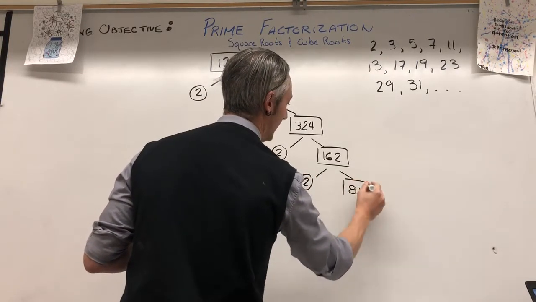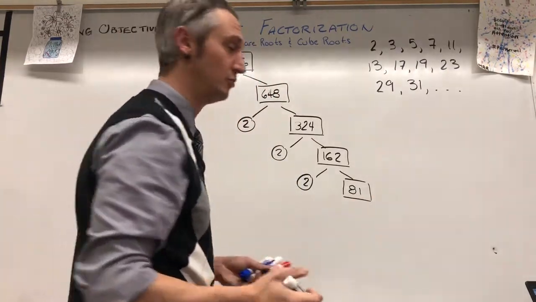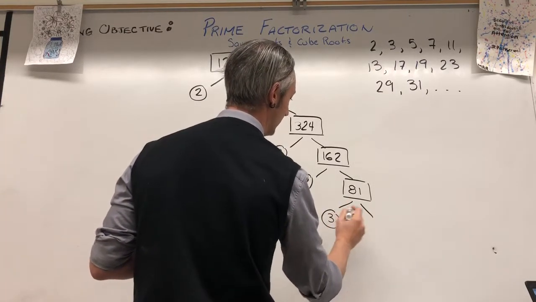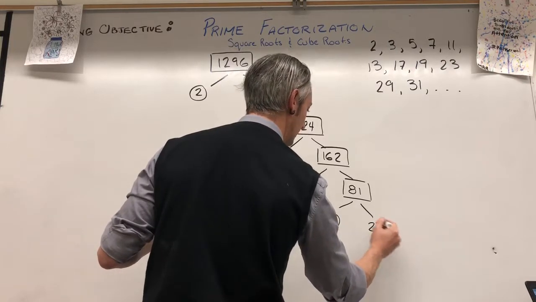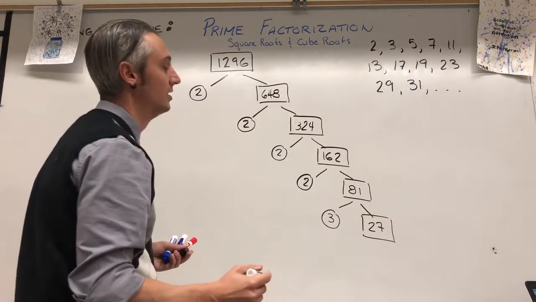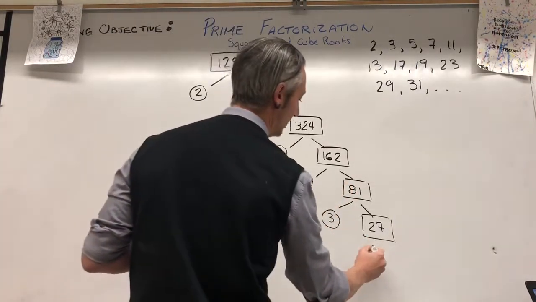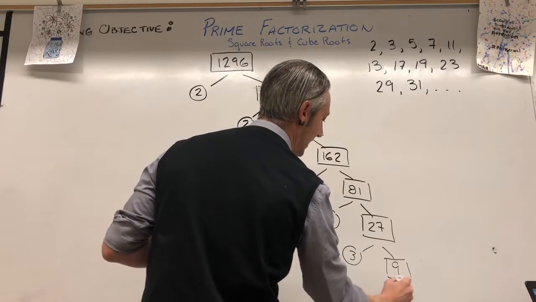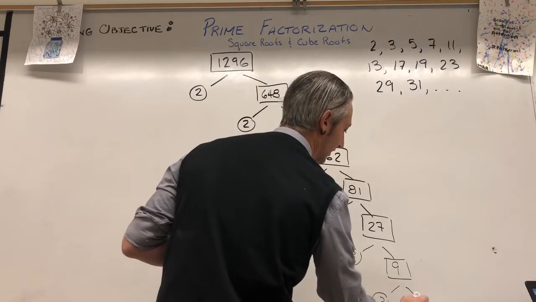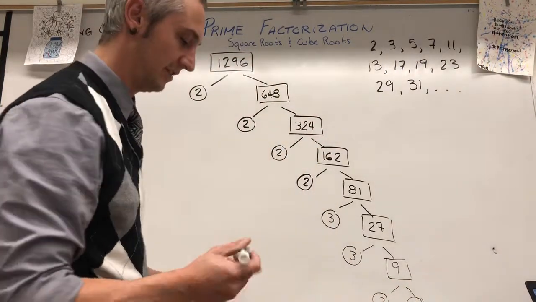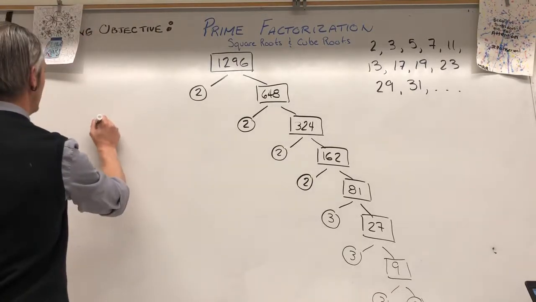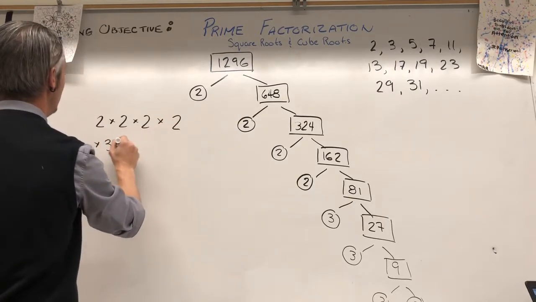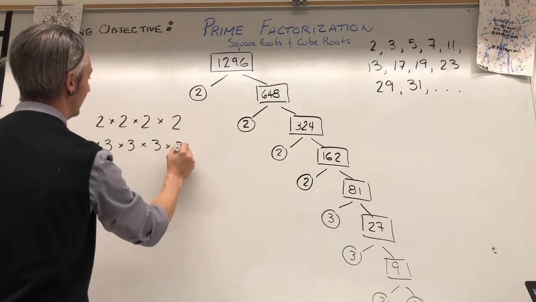Okay. 81 is not divisible by 2. Is 81 divisible by 3? I think it might be. Oh, look at that. So we get 3 here, and 3 times 27. Okay, 27 is not a prime number. Is it divisible by 2? No, it's divisible by 3. It is. So I get 3 here, and I get 9 here, and then 9 factors into 2 3s. Okay, a lot of prime factors here. So what I do is I write them down. I have 2 times 2 times 2 times 2 times 3 times 3 times 3 times 3.